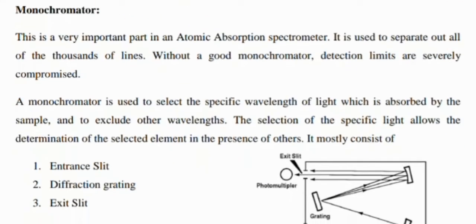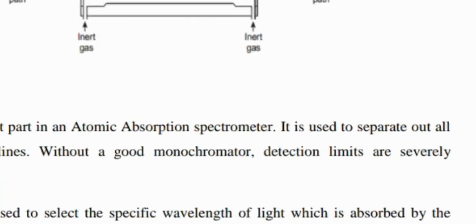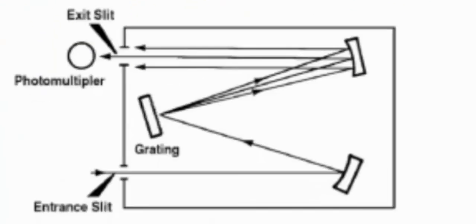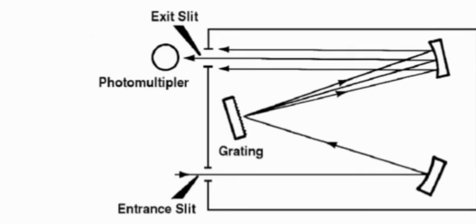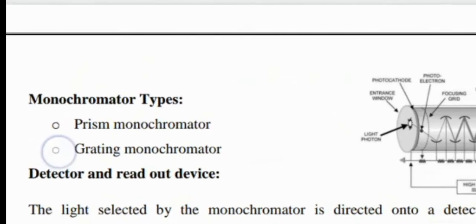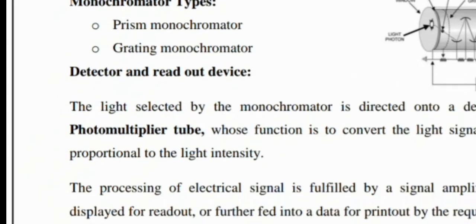Monochromator. It's a very important part in the atomic absorption spectrometer. It is used to separate out all the thousands of lines, and it includes entrance slits, diffraction grating, and exit slits. Diagram of the monochromator including exit slit, photomultiplier, grating, and entrance slits. Monochromator types are the prism monochromator and the grating monochromator.